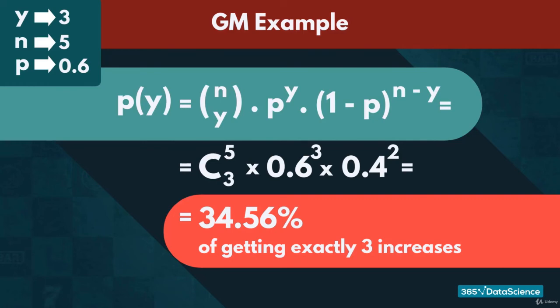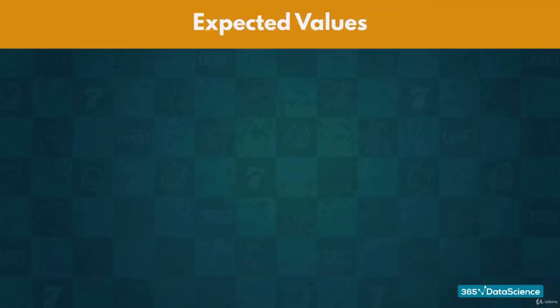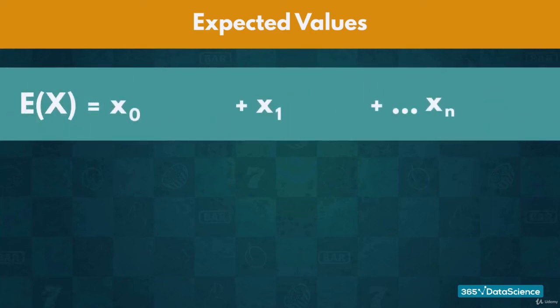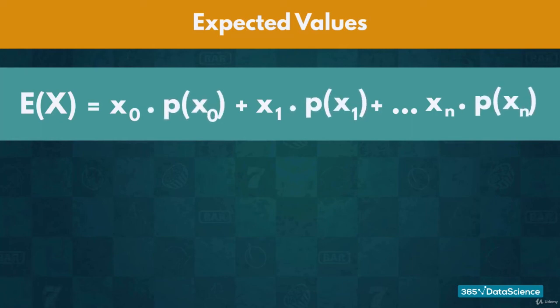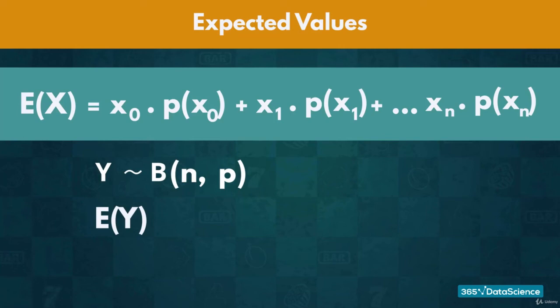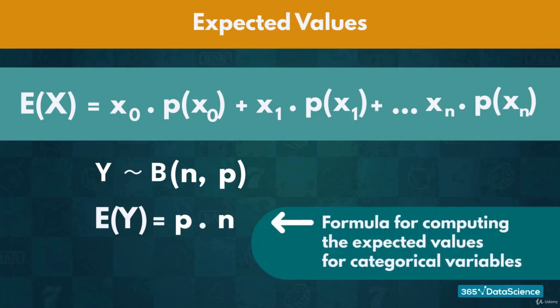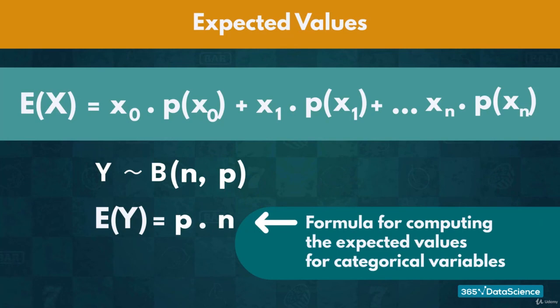All right, now that we know the probability function, we can move on to the expected value. By definition, the expected value equals the sum of all values in the sample space, multiplied by their respective probabilities. The expected value formula for a binomial event equals the probability of success for a given value, multiplied by the number of trials we carry out. This seems familiar because this is the exact formula we used when computing the expected values for categorical variables in the beginning of the course.